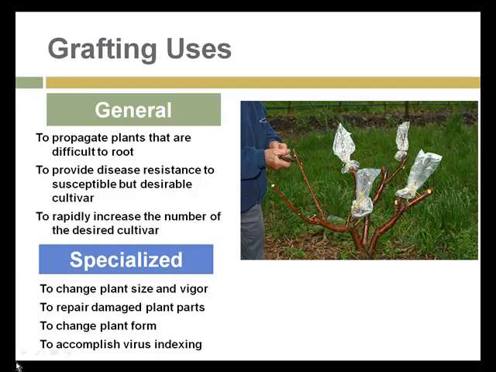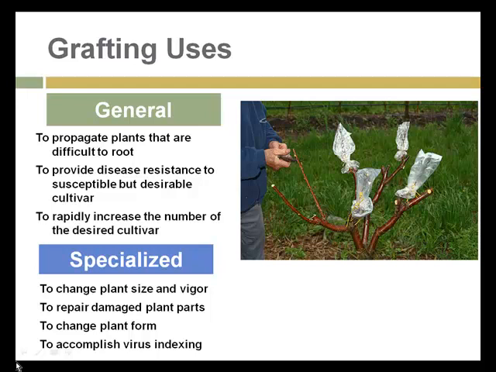And a final use is to rapidly increase the number of the desired cultivar. So one plant can produce scion tissue to go with many rootstock plants, and an entire orchard of new apple trees can be produced rapidly through the use of grafting.